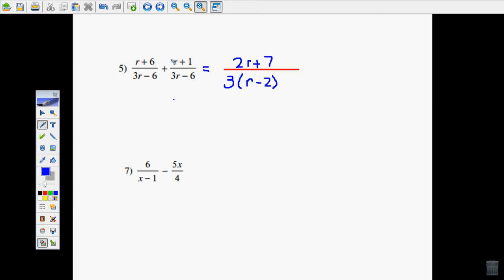In the numerator, just r plus r, add the coefficients: understood 1 plus understood 1 is 2r, and then 6 plus 1 is 7. And that would be the final answer there.